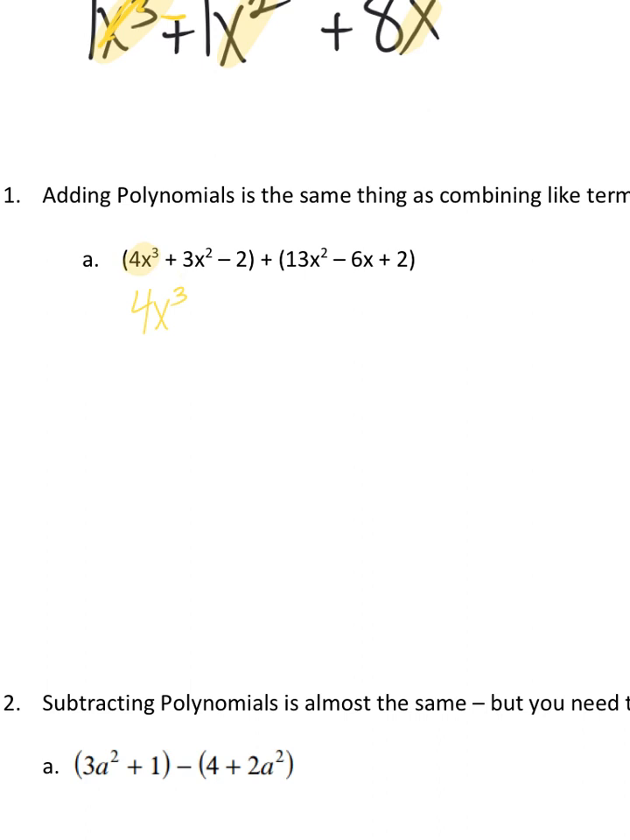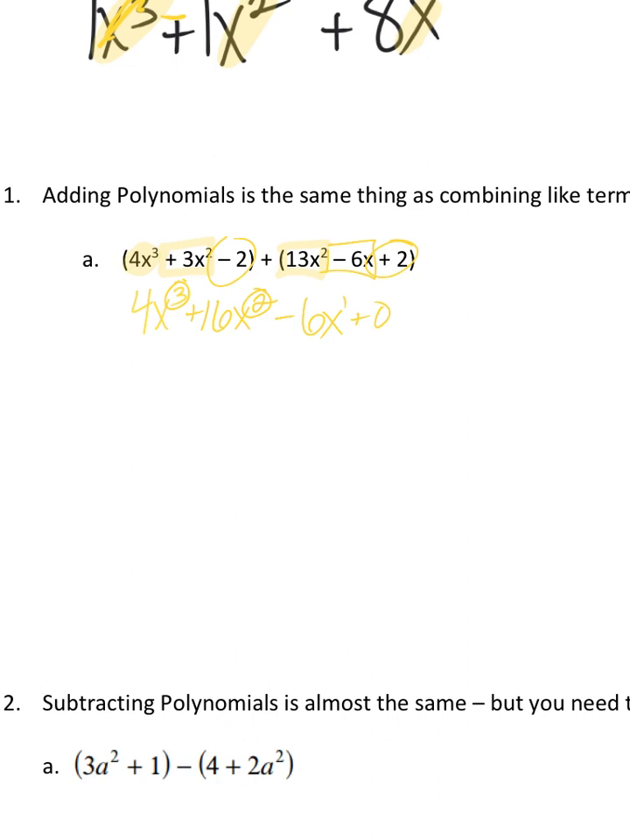And then I notice that I have a positive 3x squared and then a positive 13x squared. So I can add those together, and that'll be 16x squared. I don't have any plain x's in this first parenthesis, but I have a minus 6x here that I can just take along for the ride. And then lastly, this minus 2 plus 2 is just going to be plus 0. And so we would consider this written in standard form because we have the highest exponent first, followed by the next highest, followed by the next highest, and then followed by the constant.